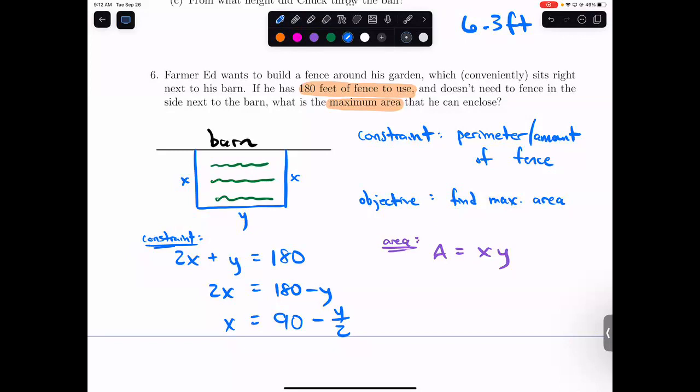What I want to do with that then is use it to substitute into the area equation, right? The objective, the thing that I'm trying to actually do. If x is the same thing as 90 minus y over 2, then where there's an x here, I can replace with that. Okay?